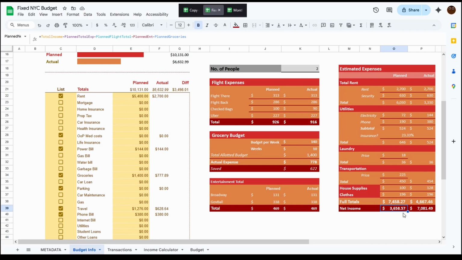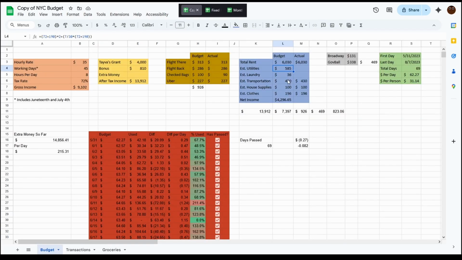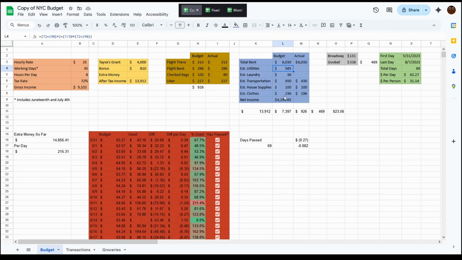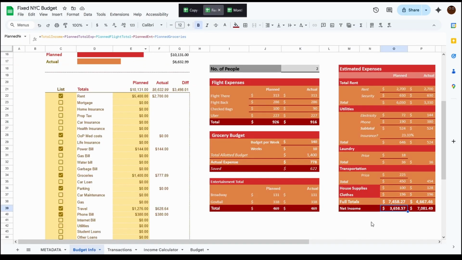Only I found 100. So now there's laundry, 36, laundry, 36, transportation, 450, transportation, 450, house supplies and this, so it's about $296. Same thing here, and then that ends up being this, $4,296 as their net income, which is this minus, or this minus this, and that gives you that. I do the same thing where I take the total income minus all that other junk, and that gives me this. So exactly what's wrong?